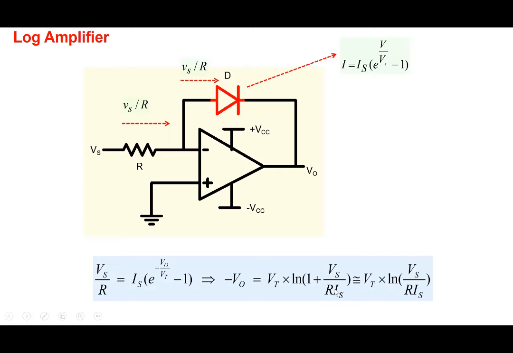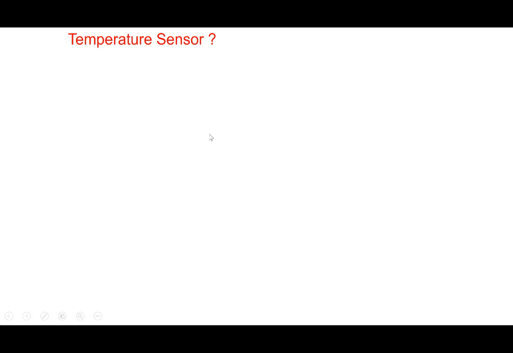The saturation current Is is pretty small here, so this factor R times Is will be much smaller than Vs under typical conditions. So we neglect 1, and so we get Vt multiplied by ln Vs by Ris here. So Ris is a constant. So what we are able to get is an output voltage which is a log of the input voltage here. Of course, multiplied by some constants, and there are other things that are there. So we can build a log amplifier here.